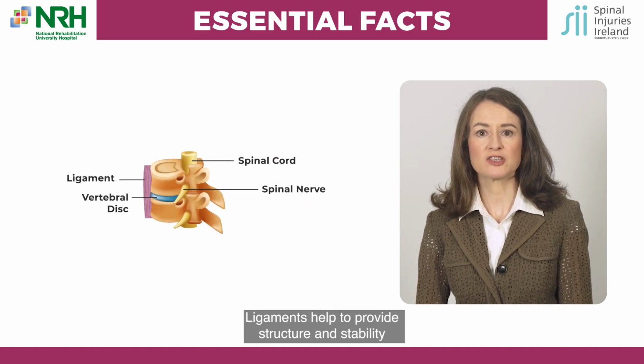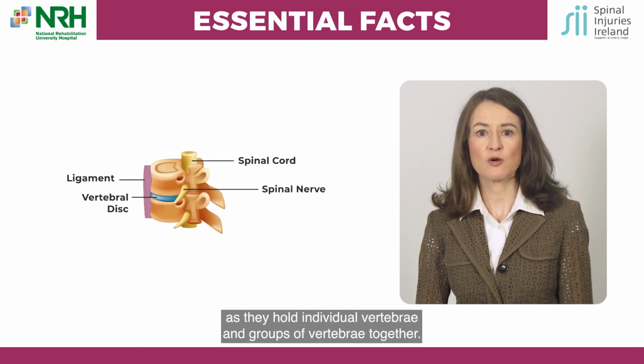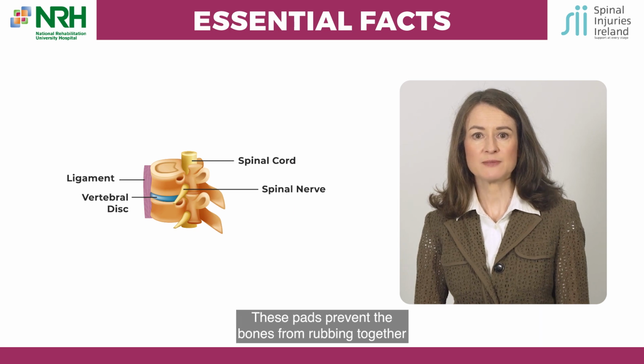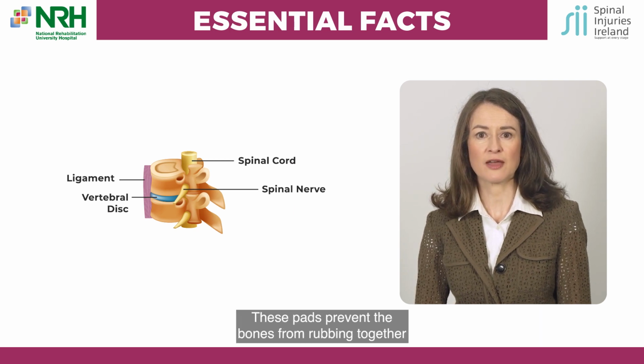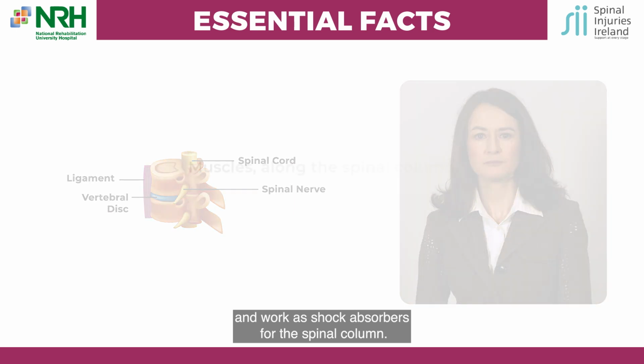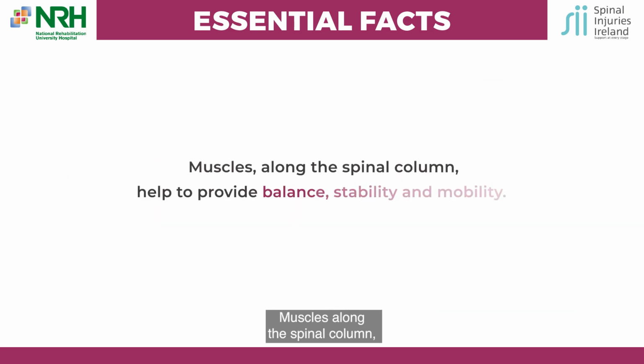Ligaments help to provide structure and stability as they hold individual vertebrae and groups of vertebrae together. Between each vertebra are softer pads called discs. These pads prevent the bones from rubbing together and work as shock absorbers for the spinal column. Muscles along the spinal column help to provide balance, stability and mobility.